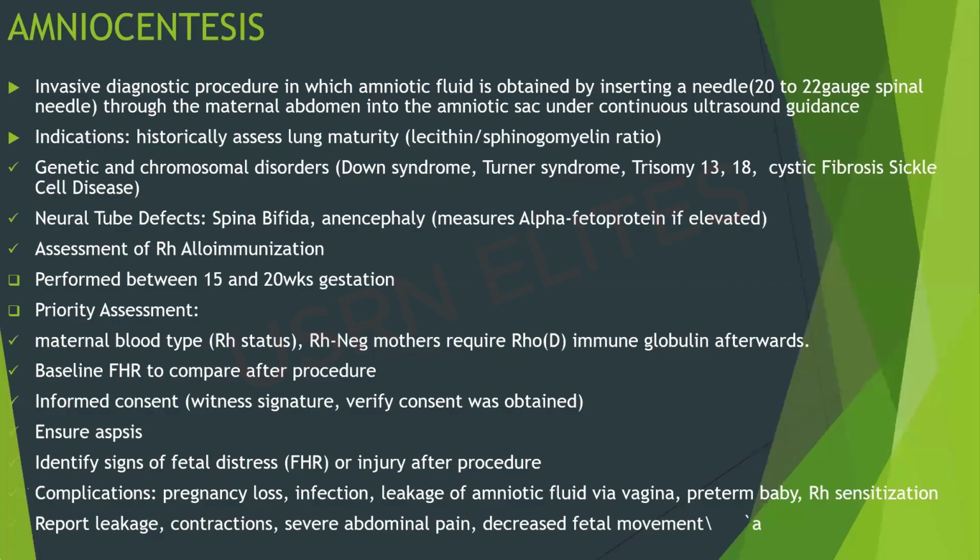Once we insert a needle, about a 20 to 22 gauge spinal needle, through the maternal abdomen into the amniotic sac, it is under continuous ultrasound guidance. This one uses ultrasound because we are passing a needle through the abdomen, so the possibility of injuring the child is high. That's why we have to do it under ultrasound guidance.